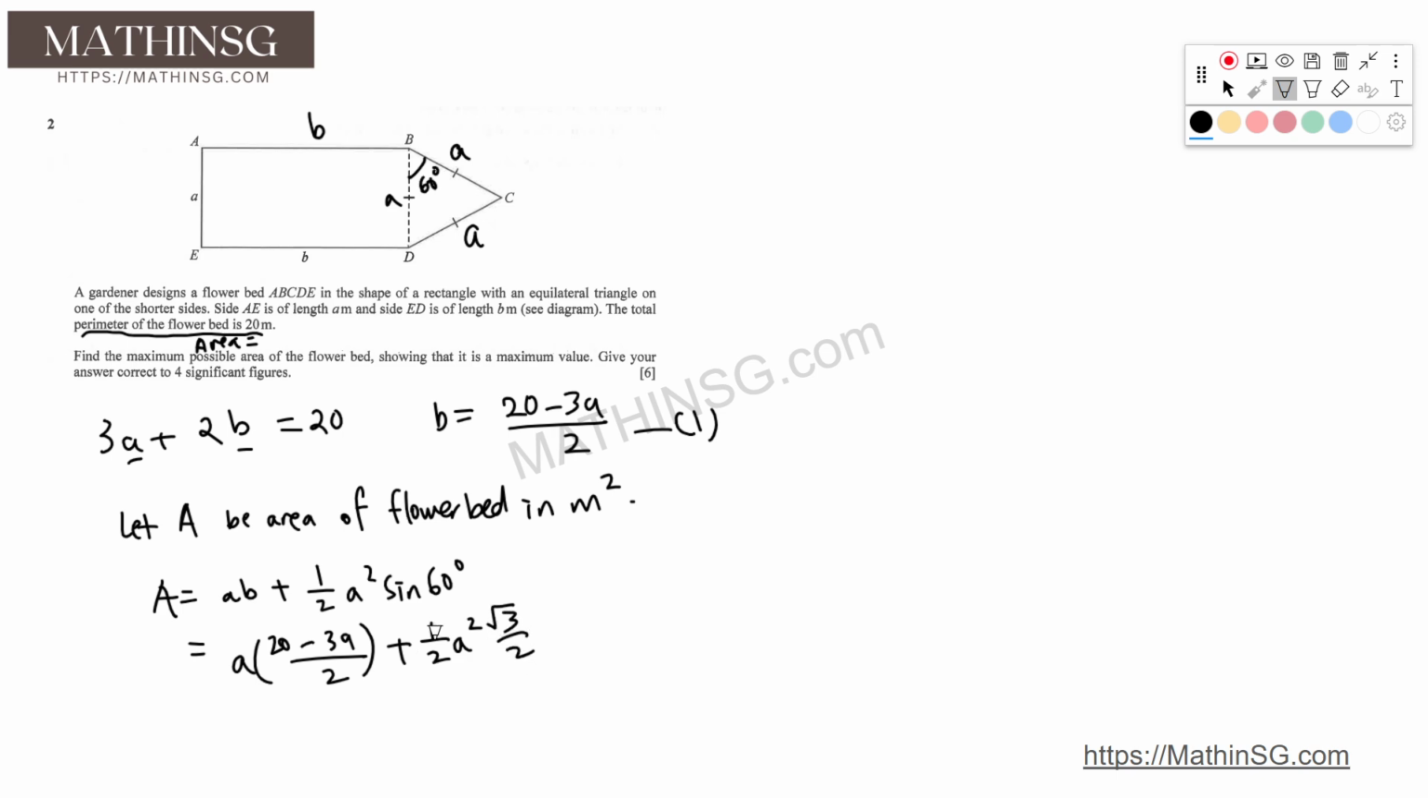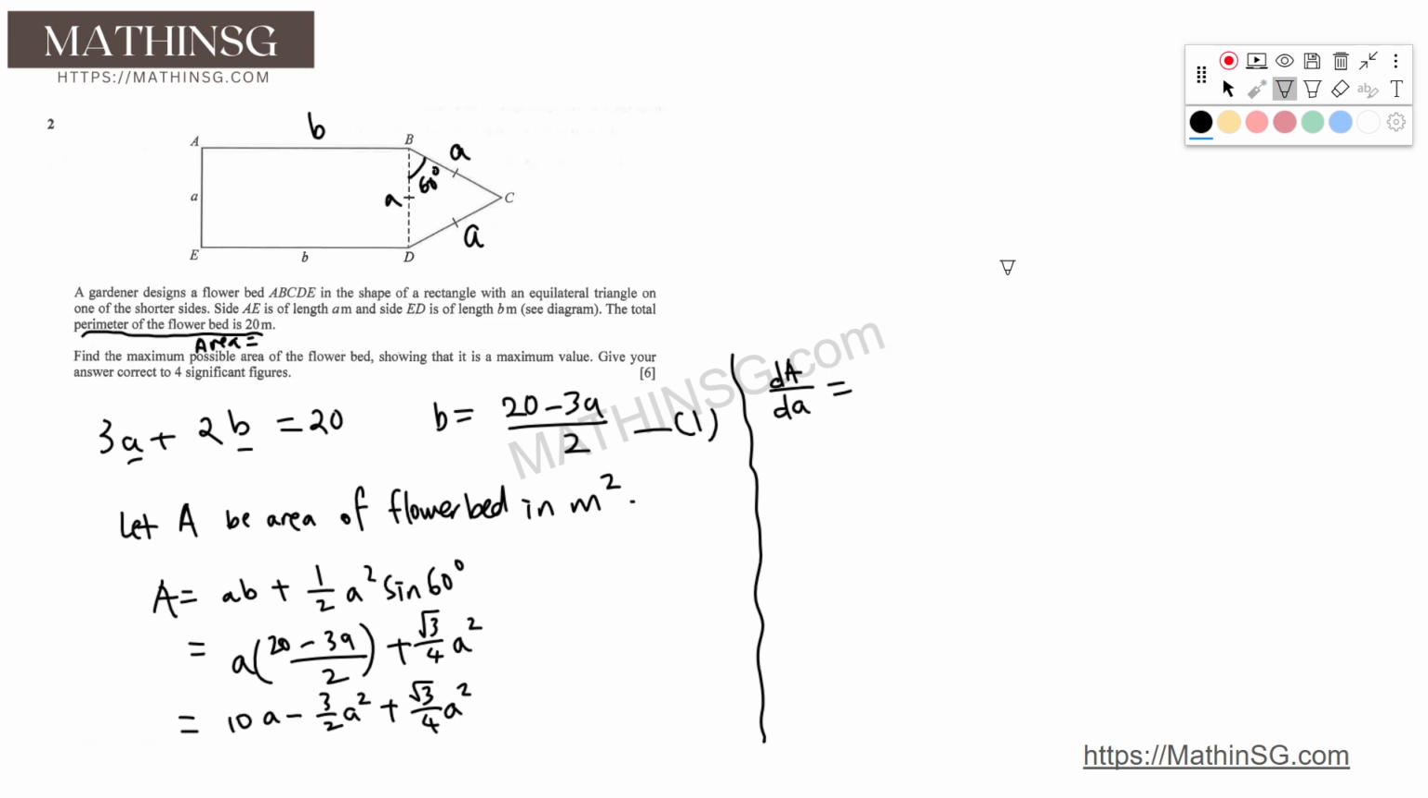Root 3 over 2 times half is root 3 over 4. So let me change everything to root 3 over 4. Expand it, then divide by 2. So it's 10a minus 3 over 2 a squared plus root 3 over 4 a squared. Next, they ask us to find the maximum possible area of the flower bed. So I'll find dA/da. Differentiating this, I'll get 10 minus 3a plus root 3 over 2 a.